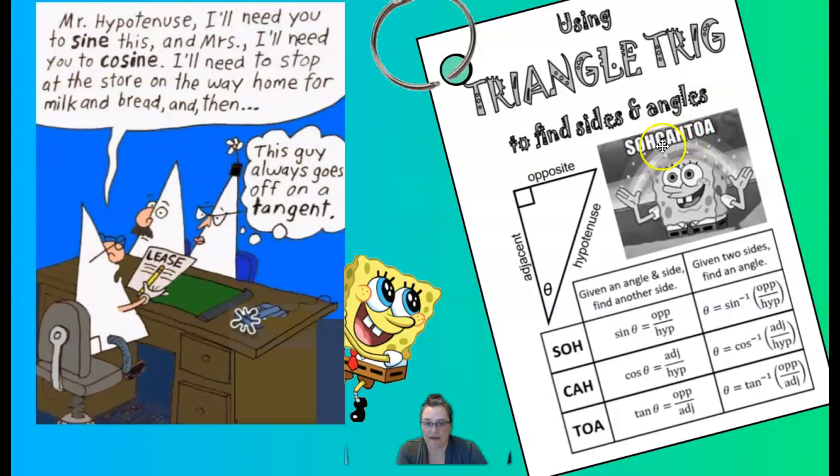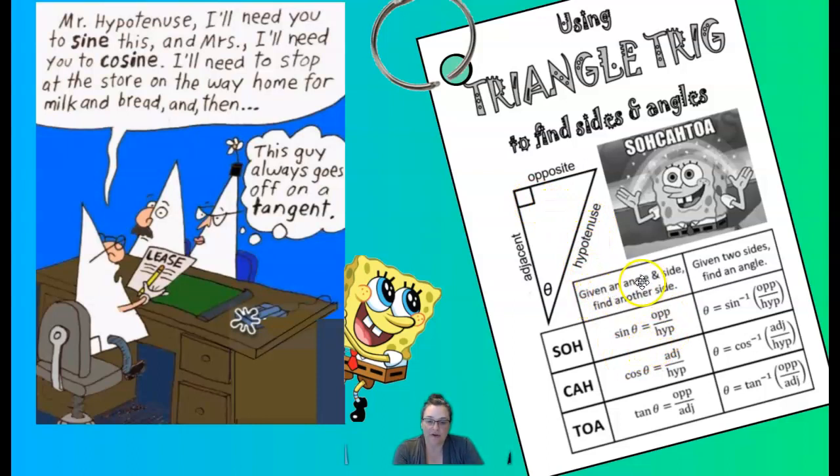Then the cosine is the ratio of adjacent over hypotenuse. So back to our angle theta, the length of the adjacent side is the one that's attached to the angle, and then the hypotenuse again is the one that is opposite the right angle. Then TOA stands for tangent, is the ratio of the opposite over adjacent. So our angle theta, the opposite side is across from theta, and the adjacent side is attached to the angle theta, but is not the hypotenuse. Remember, the hypotenuse is opposite the right angle.